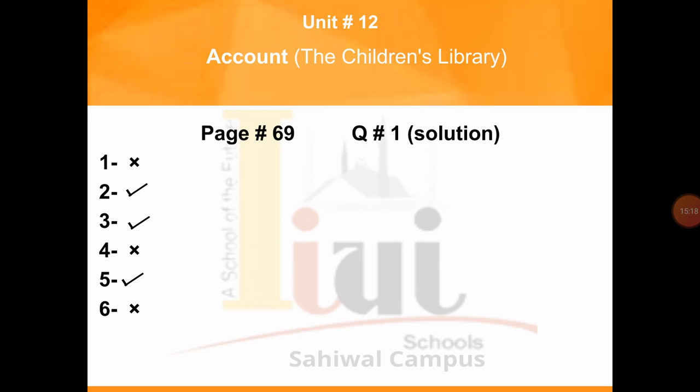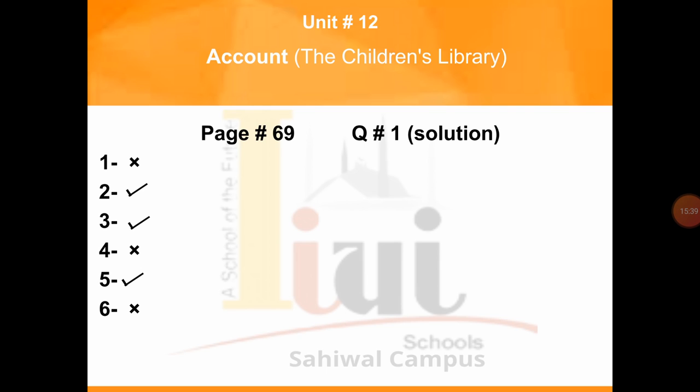Fourth one, books in different sections of the library. Is this a sentence? Does it contain any verb in it? No. So this is not a sentence. Fourth one is not a sentence.